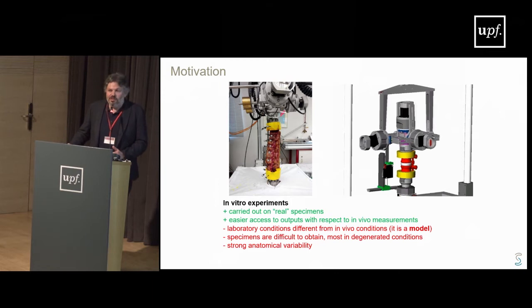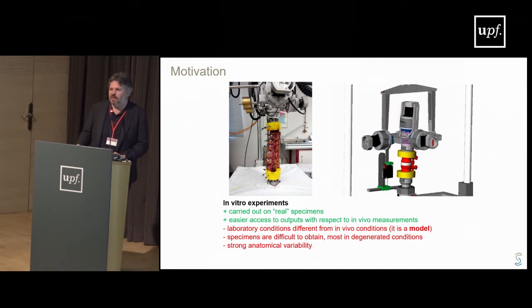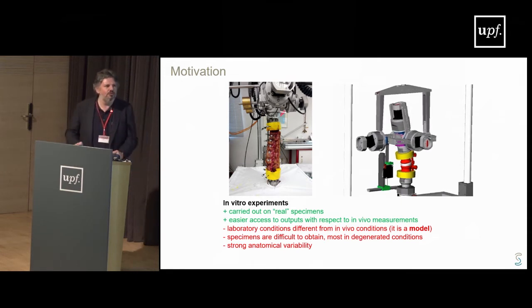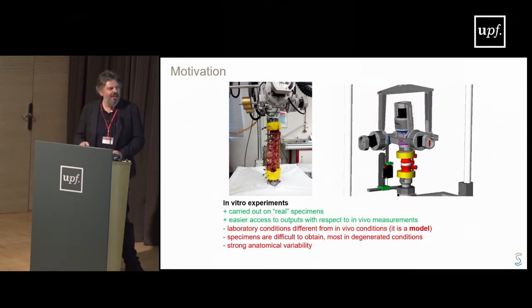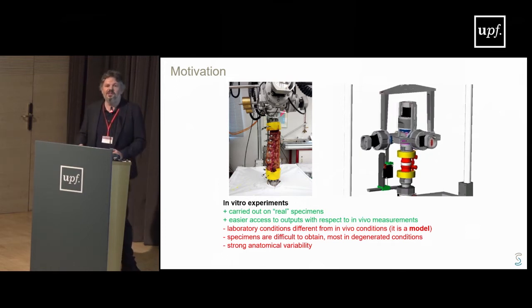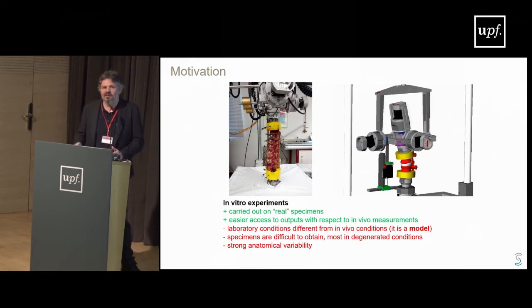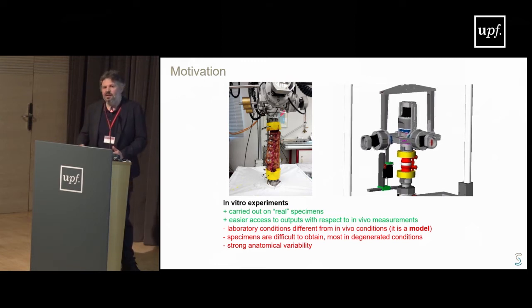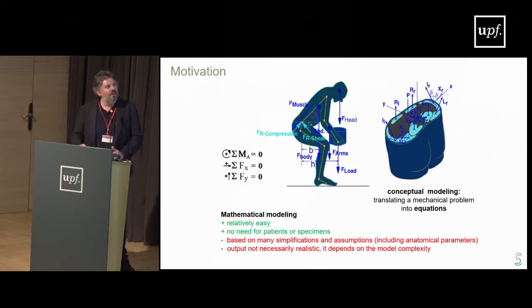And most of the specimens that you get are in degenerative conditions. So if you need healthy discs, you order 15 spines, you probably get 10 spines which are in very degenerative conditions and 5 which are actually in good condition. So you don't really have much control on what you get. And the other thing is that there is strong anatomical variability. You get different specimens, and they might be really different from one to the other, and this can create reproducibility issues.